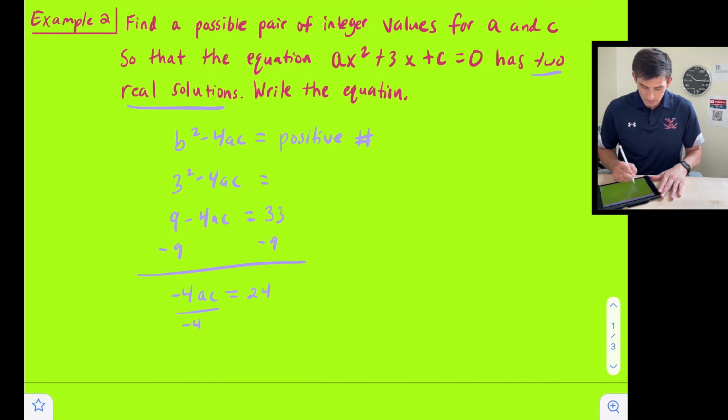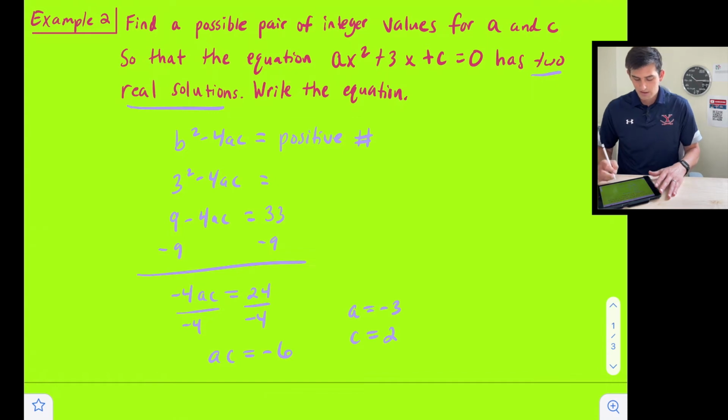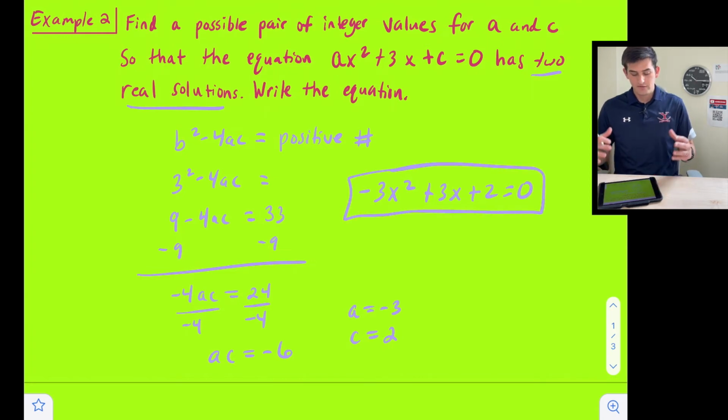And now let's divide both sides by negative 4. So now we get a times c is equal to negative 6. That tells us that a and c need to multiply to be negative 6. So let's just use negative 3 and positive 2. It doesn't matter here. Let's say a is negative 3 and c is a positive 2. Now we can use these two numbers to write our equation. So negative 3x squared plus 3x plus 2 is equal to 0. And that would be an equation that would give us two real solutions. You could take that and graph it in your calculator just to verify that that's true.